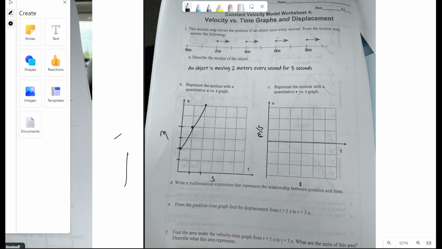And then represent the motion with the quantitative v versus t graph. So this is constant velocity, right? So we said they're moving 2 meters per second. So 1, 2. And they're doing that for 1, 2, 3 seconds. 1, 2, 3 seconds. So I do something like that. And this part I might not be correct on. So again, ask your teacher. I'm not sure what they're asking here.